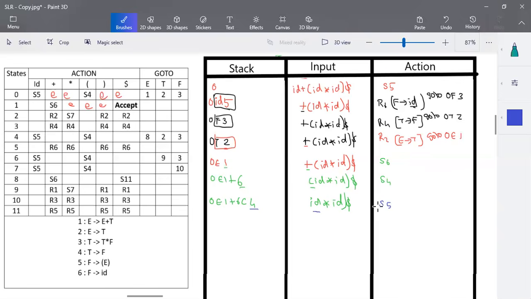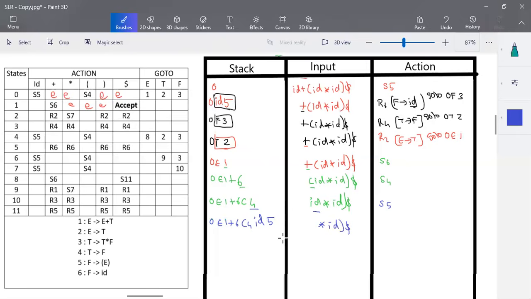S5 is a shift operation. So 0, E, 1, plus, 6, open bracket, 4 will remain as it is and this ID will be moved into the stack, followed by pushing the state 5 into the stack. The remaining input will remain as it is.